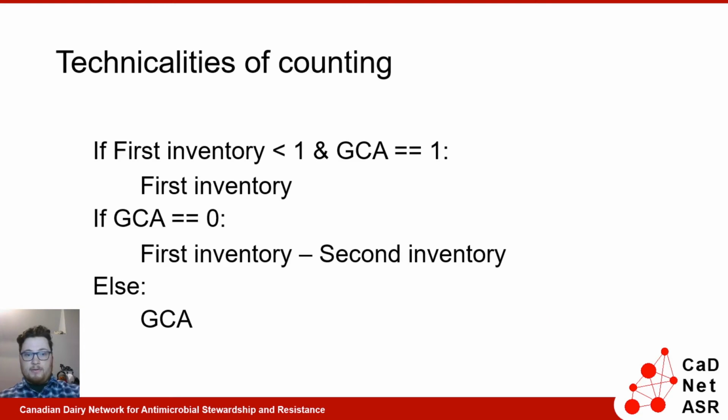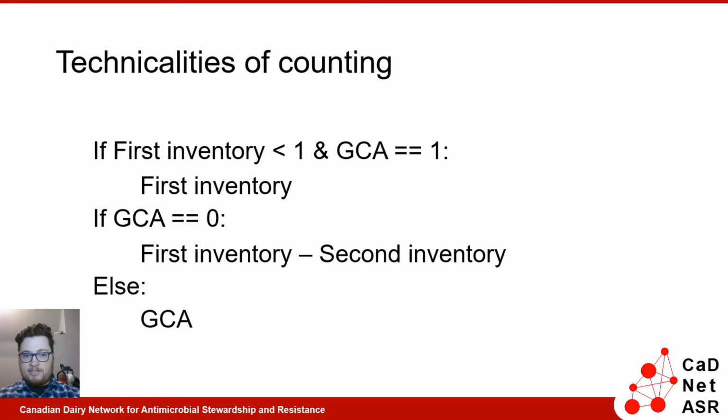First is if there was one item of a certain drug thrown out in the garbage can, and at the first inventory, that type of drug, they had less than a full bottle or full canister, whatever, then I assume that it was that part unit that was used, so I don't count the full unit, I count the part unit from the first inventory.